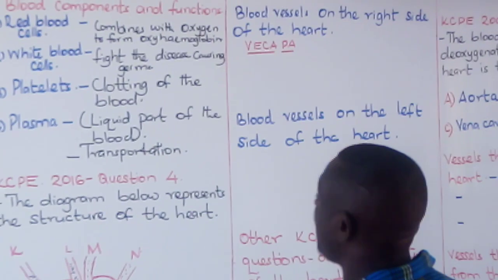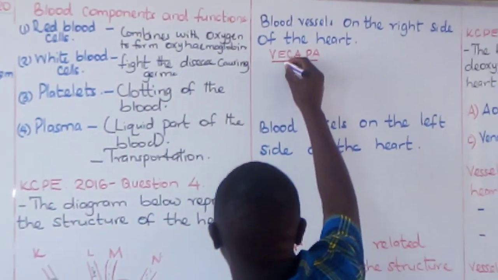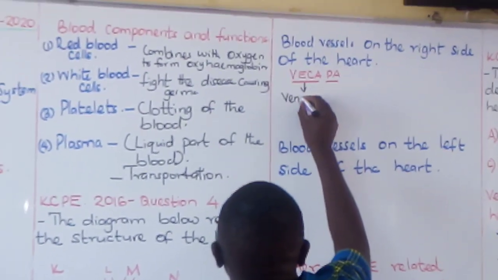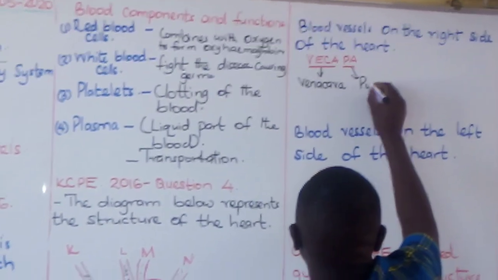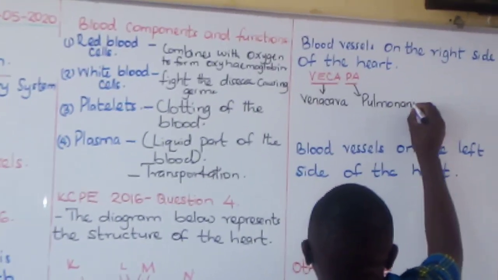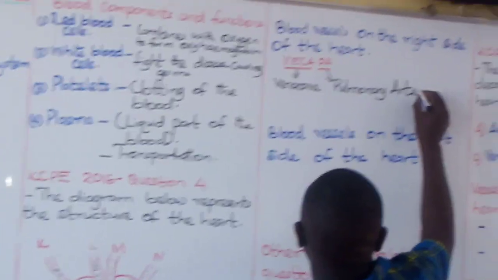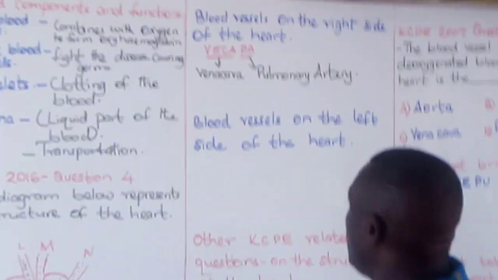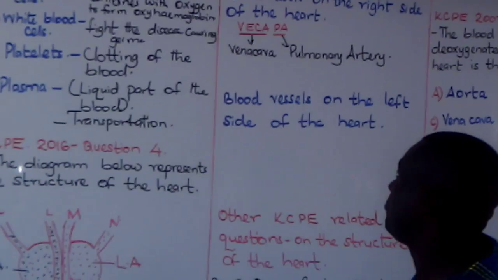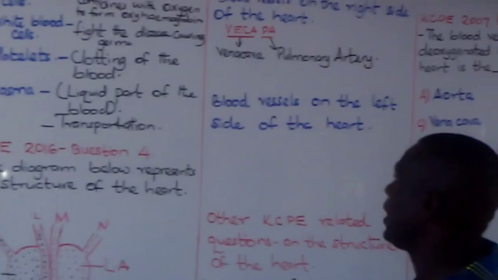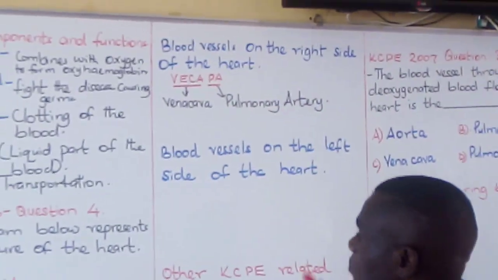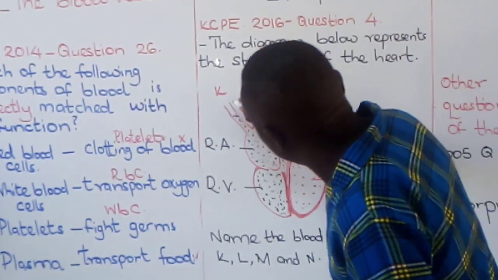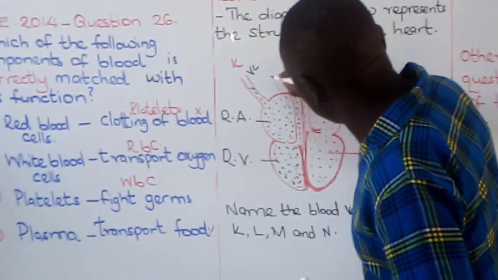Vekapa. Veka stands for vena cava. Pa stands for pulmonary artery. So for you to remember, you just say Vekapa, blood vessels on the right side of the heart. Veka stands for vena cava, Pa stands for pulmonary artery, and you'll be able to understand. So this is vena cava, VC, and this is pulmonary artery, PA.